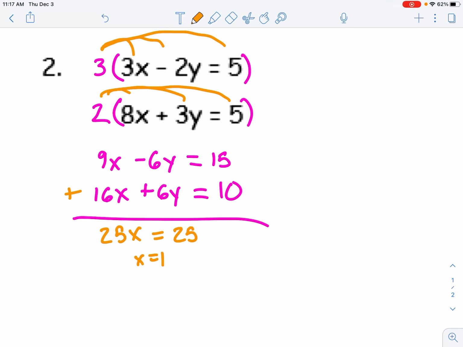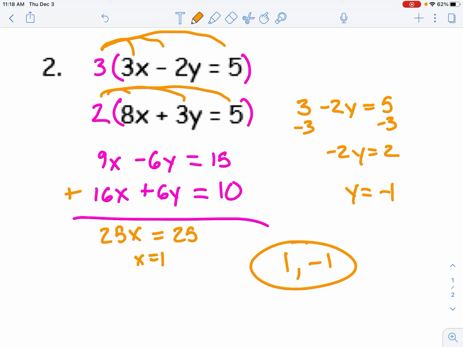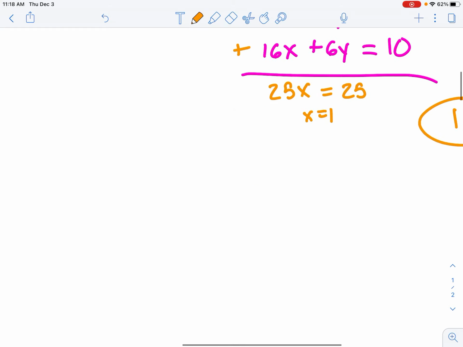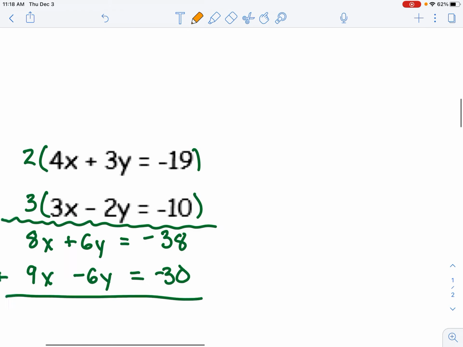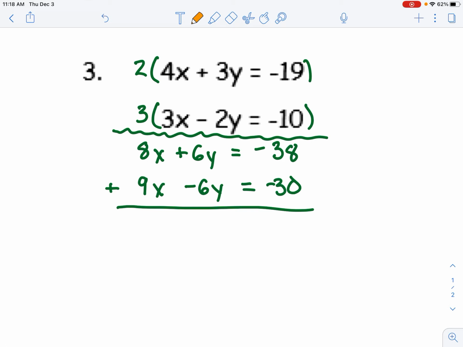So I'll have 3 times 1, which is just a 3, minus 2y equals 5. Subtract 3 from both sides. Negative 2y equals 2. So y must equal negative 1. Our ordered pair would be 1, negative 1. And we are finished. Well, I should probably put parentheses around that, though. Okay, now we're finished.